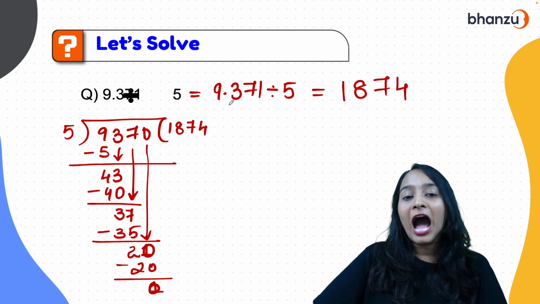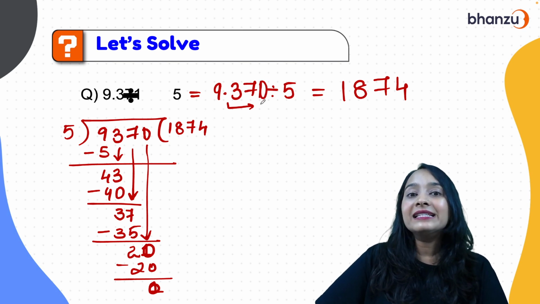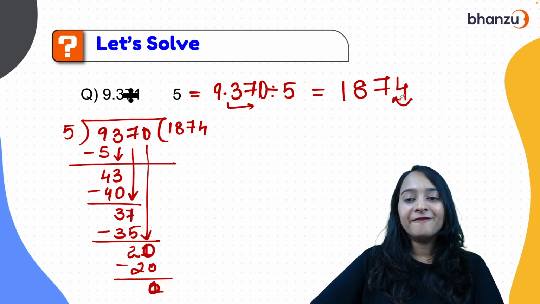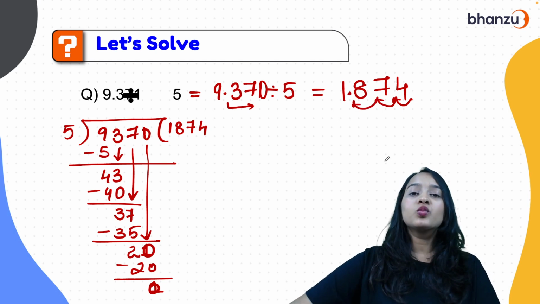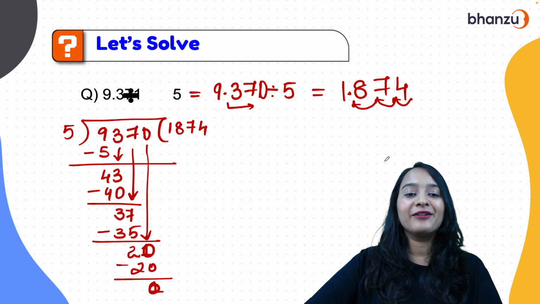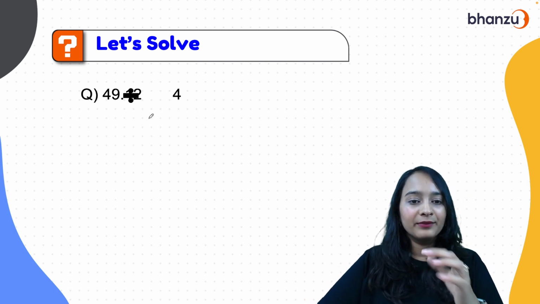1874. Now how many digits are there after the decimal point? We have 3 digits after the decimal point. So leave 1 digit, 2 digits, 3 digits and place a point. So it's 1.874. Alright.